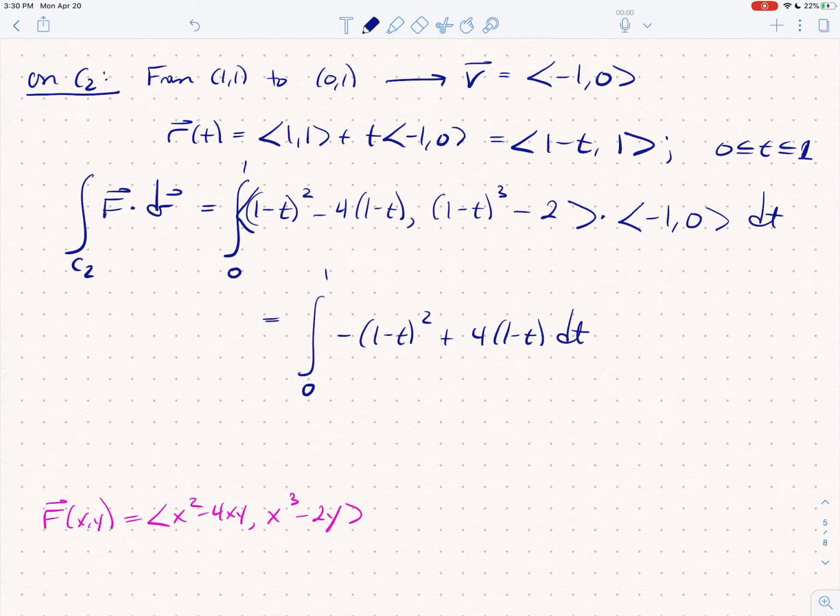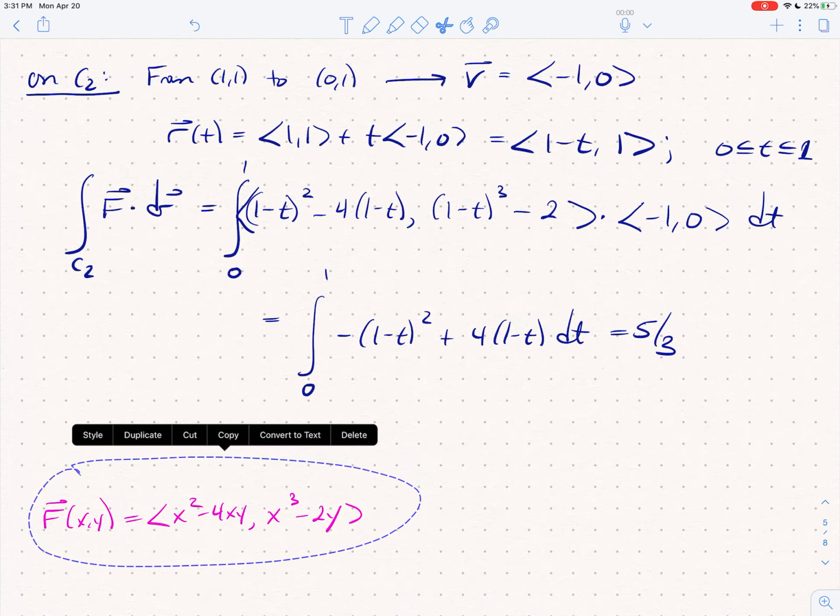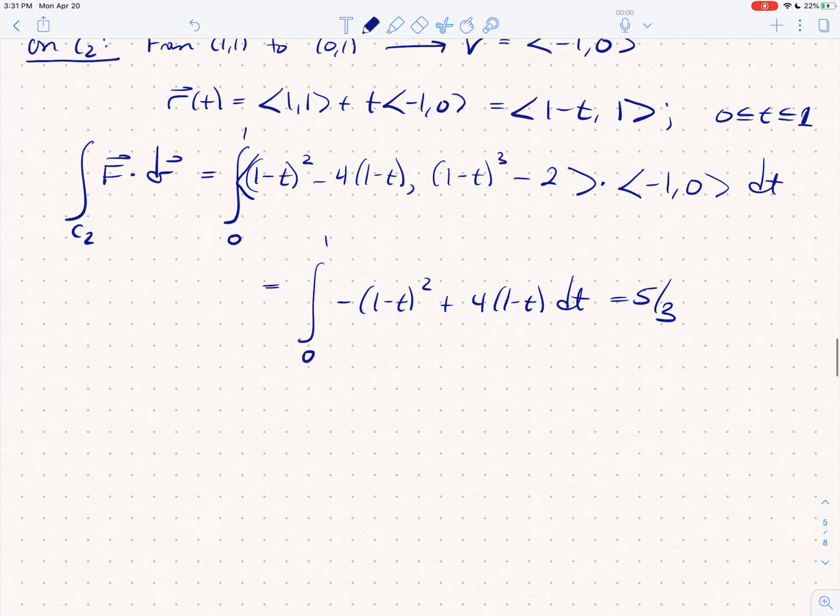And again, you can work this out. Just expand out this polynomial if you want to, and you should come up with 5/3 for that one. So that's that on C2. Let's keep rolling right along here so that we don't spend forever on this. So let's look at C3.